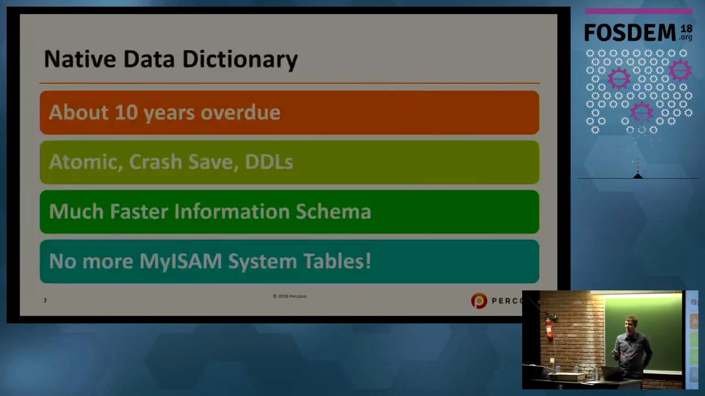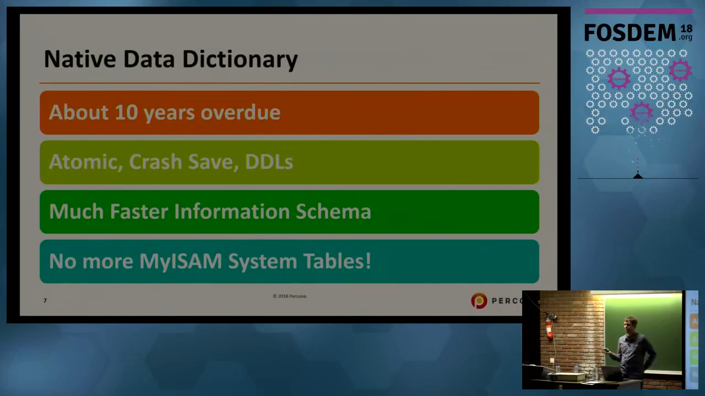The first thing which excites me a lot is a native data dictionary, right? And this is something that is very internal, but also very important, and I would say is about 10 years overdue at this point. Right? What is it all about, and why would folks in operations care?